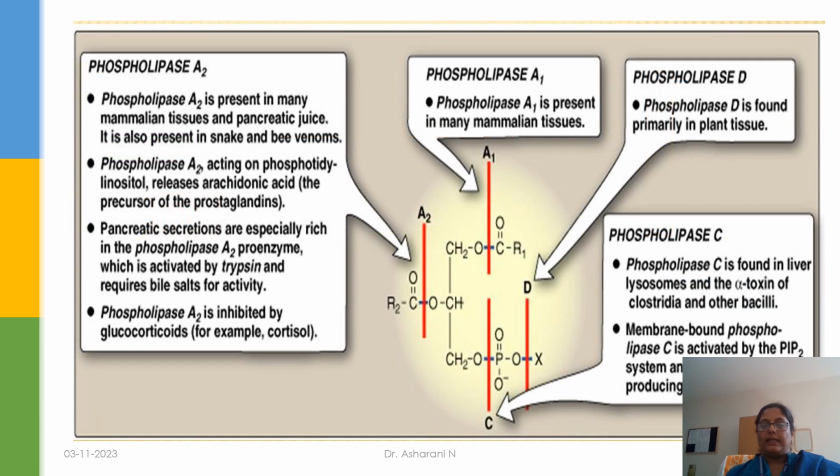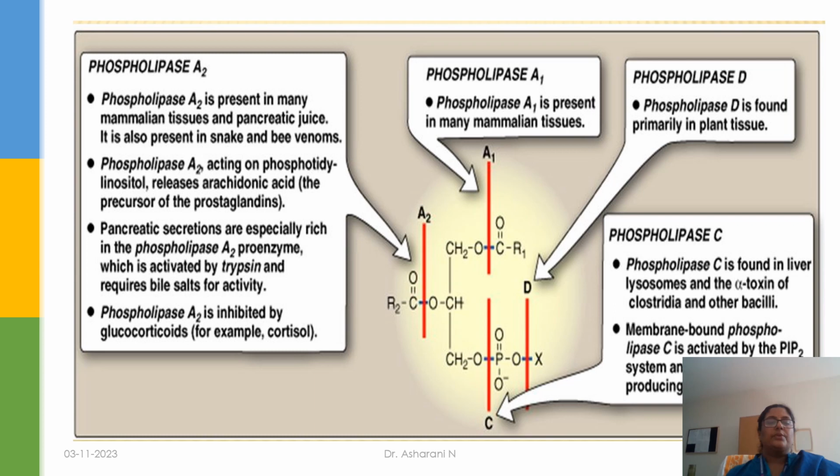As I said, there are other phospholipases. Phospholipase A1 will remove the fatty acid esterified at the first position. Then we have D, which removes the nitrogen base. Phospholipase C will act at the third position, removing the phosphate and the nitrogen base. So these are the different phospholipases and their points of action.